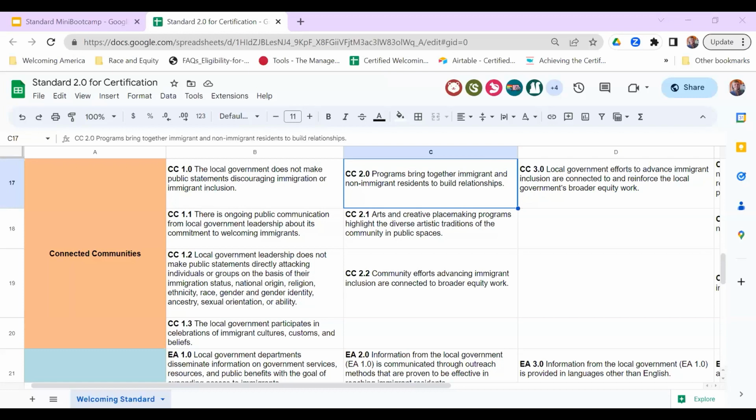And then the CC 2.2, that community of efforts advancing this work is connected to the larger equity work in the community. So I just want to recognize that oftentimes immigrant inclusion is siloed from racial equity, and yet many immigrants in the United States are people of color and have very racialized experiences in the US. And so we want to ensure that the work is happening as part of a larger equity ecosystem.